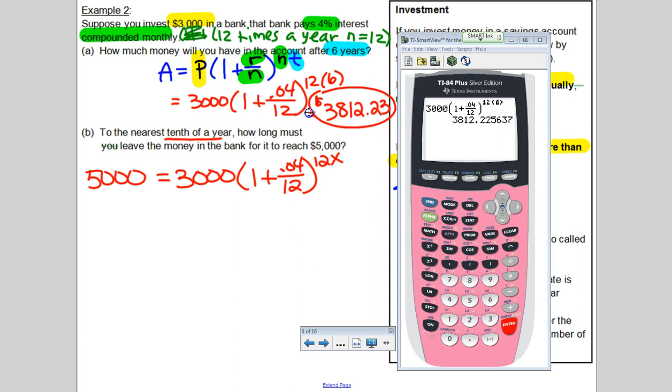All right, now you can make this a decimal if you want, or you can hold off right now. It's up to you. I'm going to hold off right now. I'm going to first realize that I have to get to this X, and first I've got to get rid of this 3,000. So to get rid of that 3,000, that's being multiplied, I can divide it out.